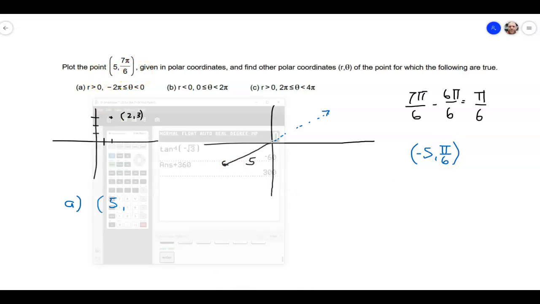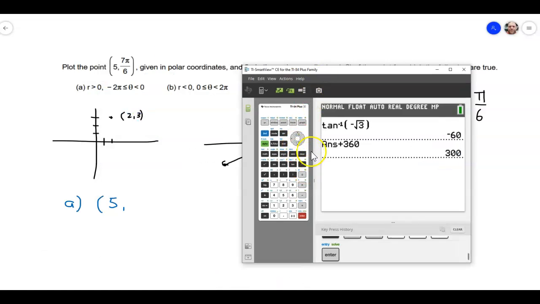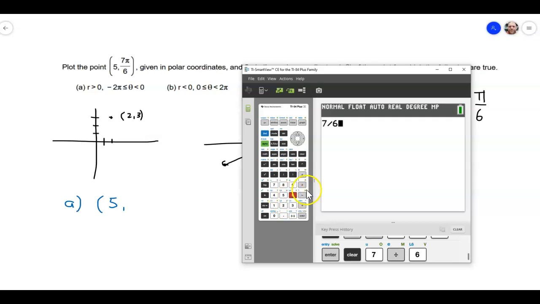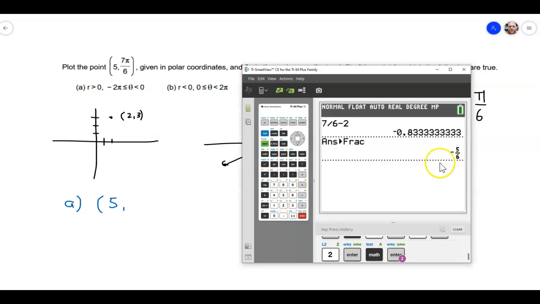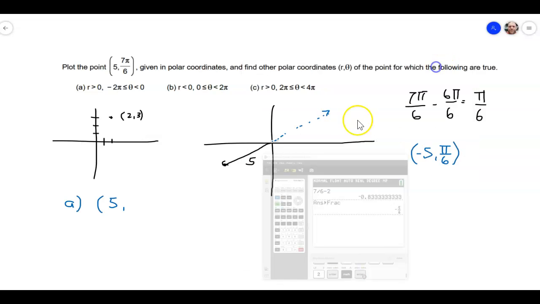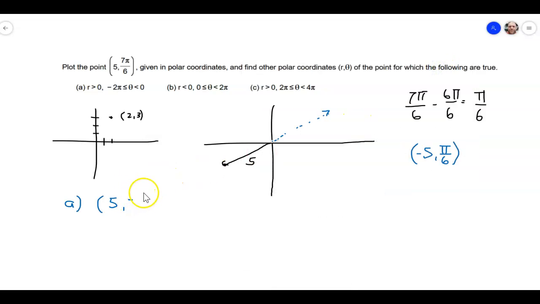So let's use our calculator for this just to make sure. What I'm going to do is 7 over 6 minus 2, and then convert that to a fraction, and that is -5 over 6. Put the pi back in, and sure enough, that is -5 pi over 6. That's another way to do it, and that fits our criteria for A, and it also gives us this point here.